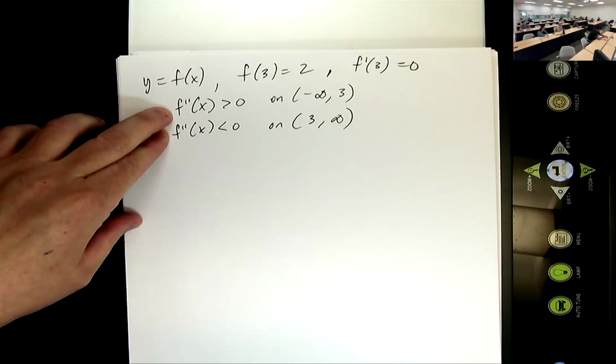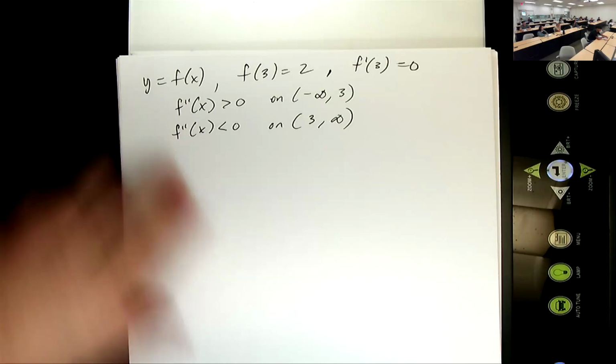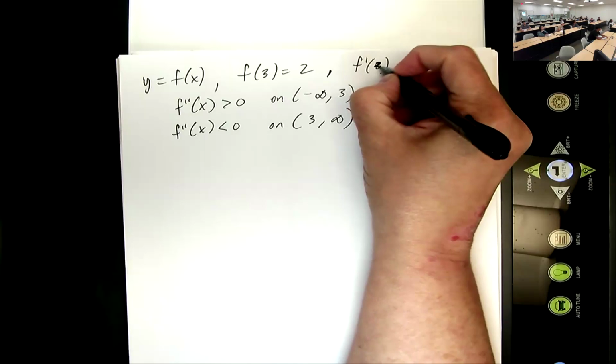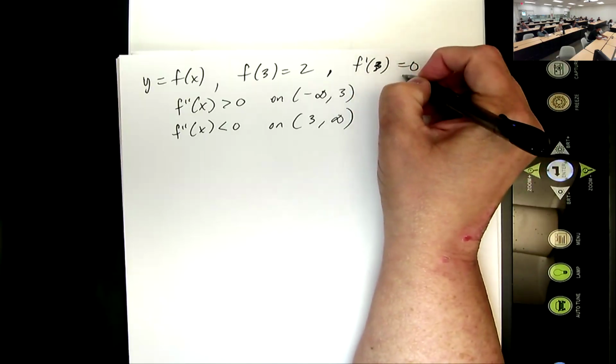Shouldn't f of 3 equals 2 be prime? Did you miswrite it or no? Did I miswrite what? No, this is f prime of 3. This is definitely the first derivative. Oh, okay, okay.